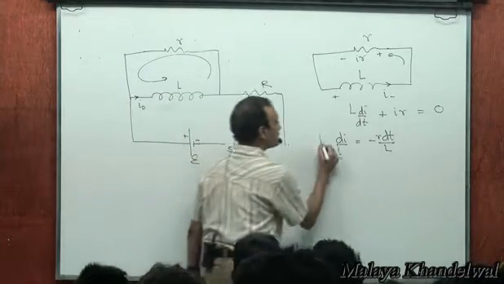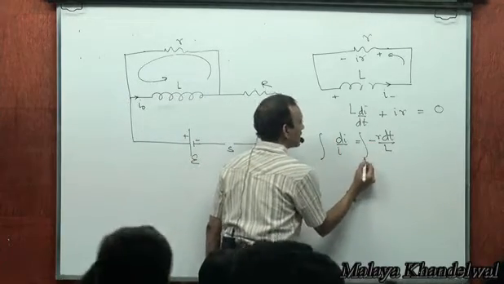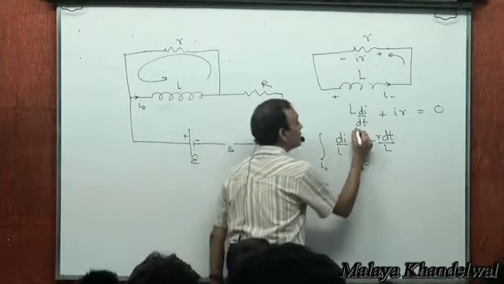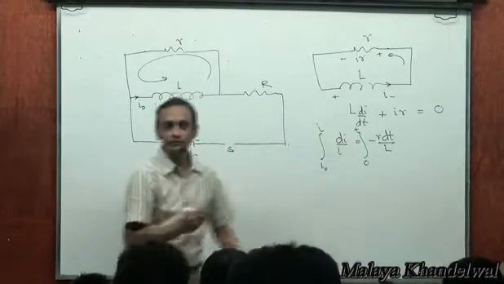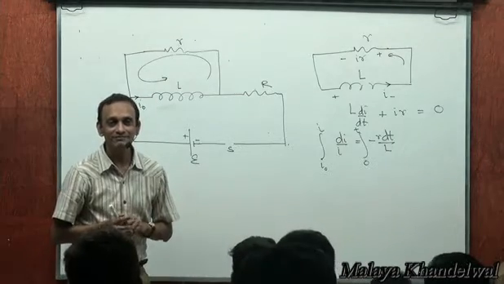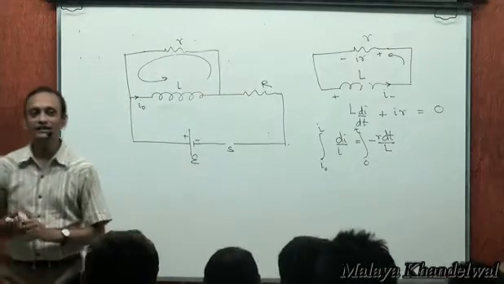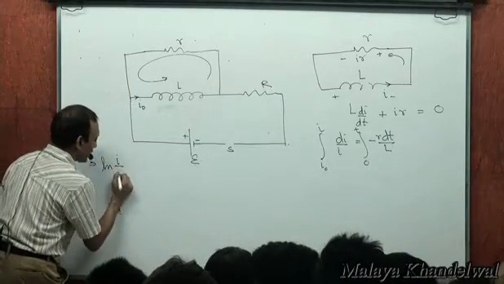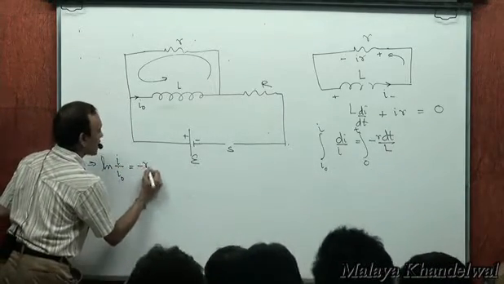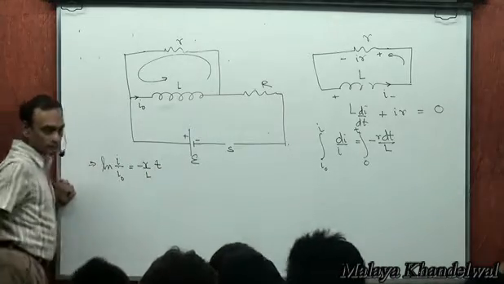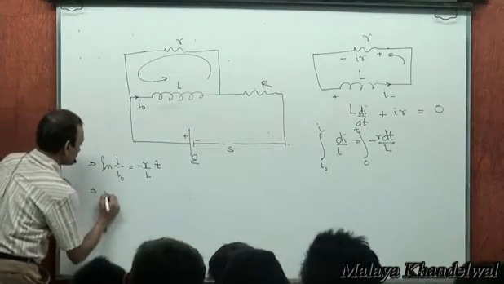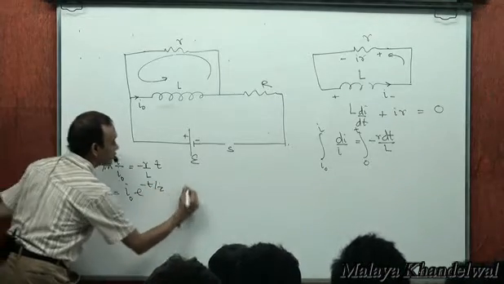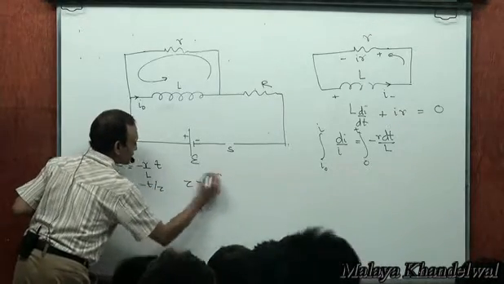Integrate both sides. At t equal to 0, the current was I naught. At t equal to t, let's say it became I. Clear? Integrate this. Log I by I naught is minus R by L into t. I then becomes I naught e power minus t divided by tau, where tau would be L by R.